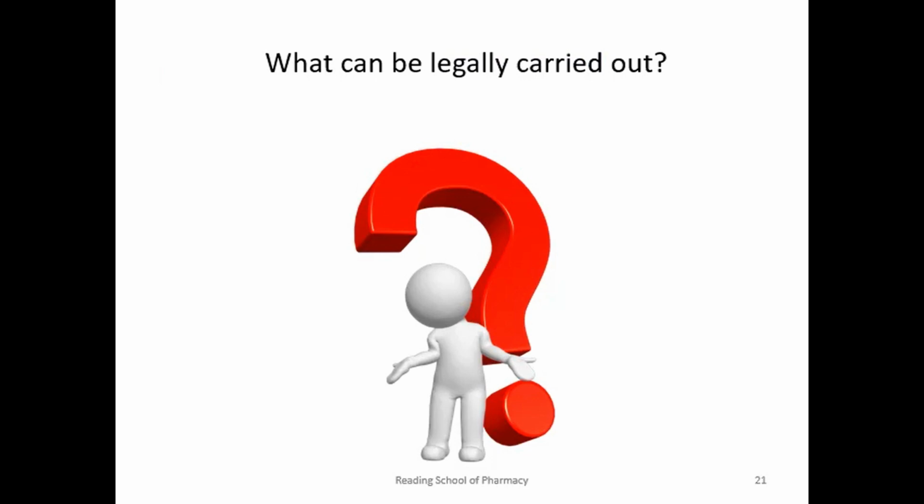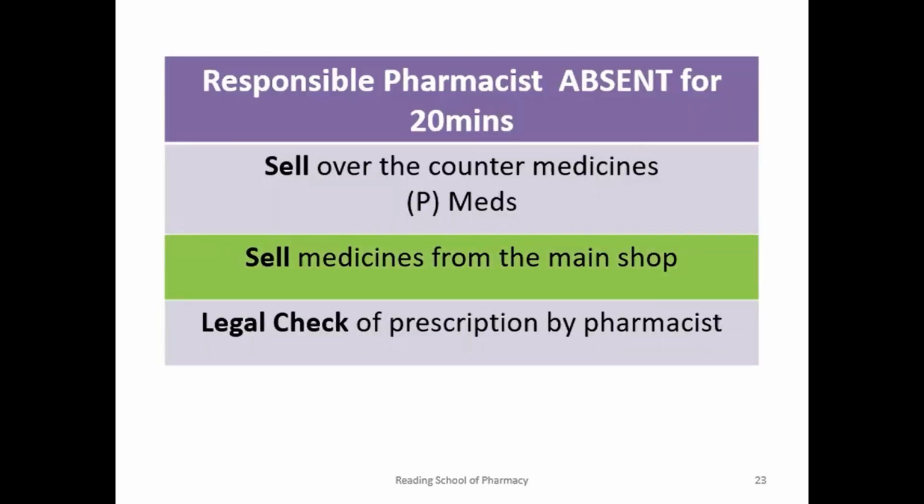So in terms of what can be legally carried out, only selling medicines from the main shop. Everything else has to stop. So you can't sell anything off the main counters, and you can't legally check a prescription unless there's another pharmacist present. Selling medicines from the main shop and the shop floor, that is fine. They are smaller packets which would be permitted.